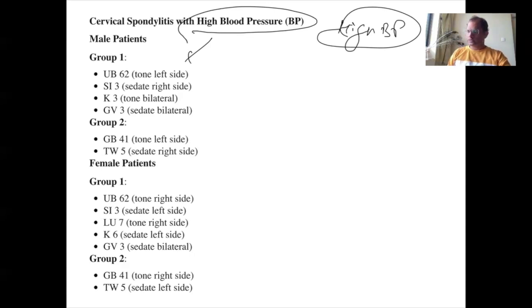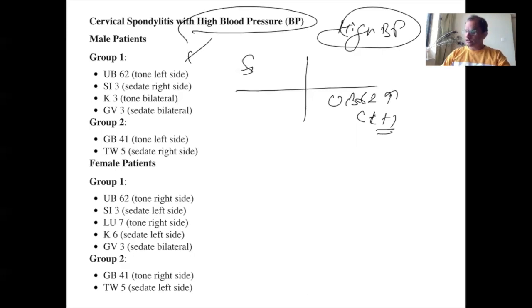Now you can see, we are doing urinary bladder 62 tonification on the left side for male, because left is the dominant side for the male, and SI3 sedation. Now you can see we are sedating the SI3. UB62 tonification and SI3 sedation, just the reverse formula. As soon as we apply this, we will see a quick fix of the BP.